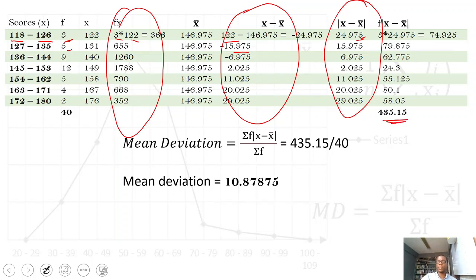So we will do that for all the classes, and at the end we will sum up all the figures in this column. That gives us 435.15. So to calculate the mean deviation, we will divide 435.15 by 40, which is n, and then the mean deviation is obtained by doing that. That gives us 10.87875.